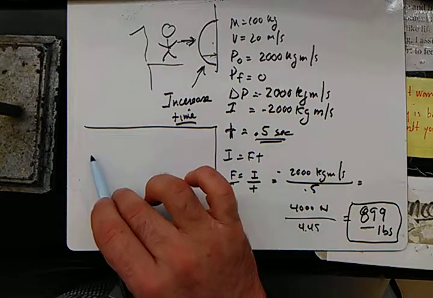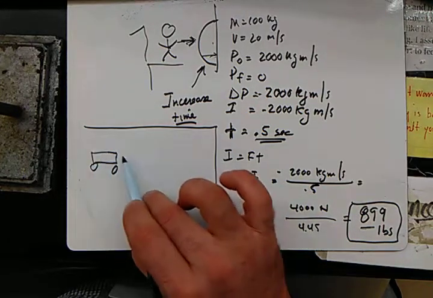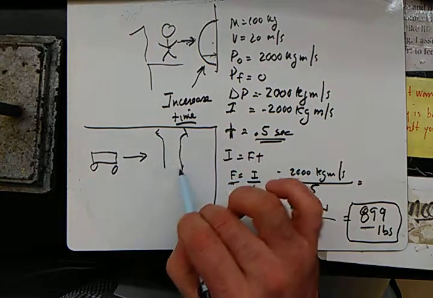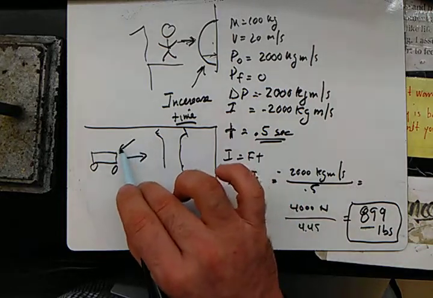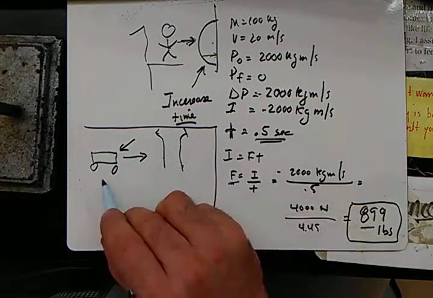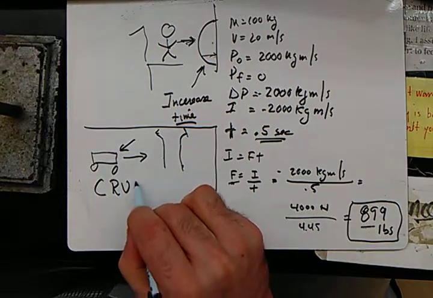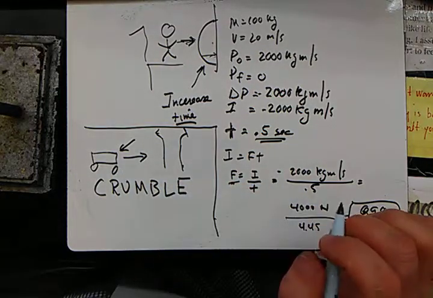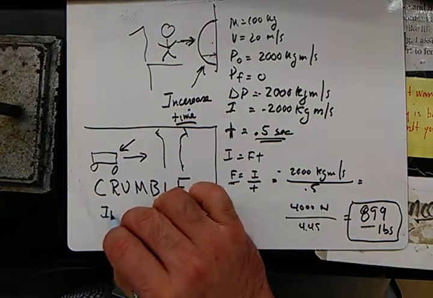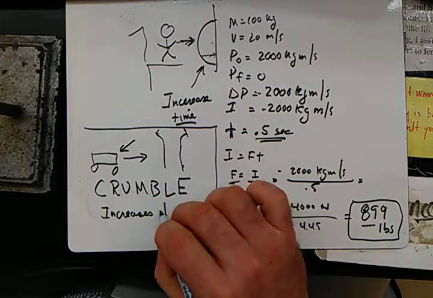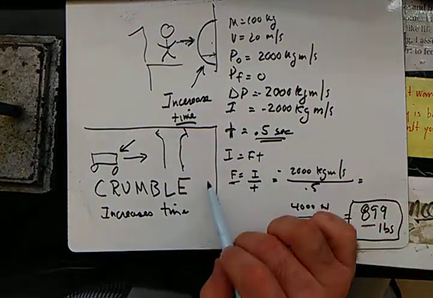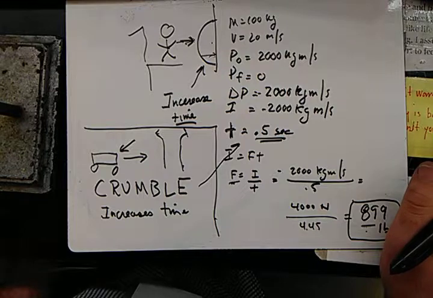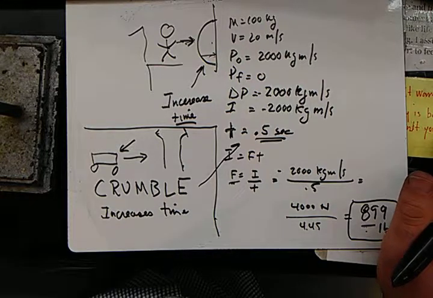Furthermore, here's your car driving along. It hits a tree, or some other object. The car is actually made to crunch or crumble, which increases the time again. So now we can get that time to go up. We can get this force to go down. I mean, that's great. I'm thinking that's a great thing.